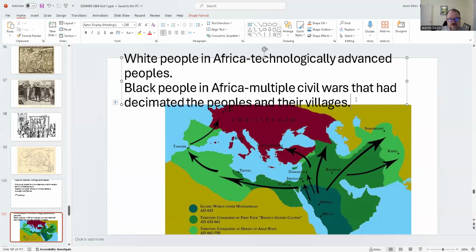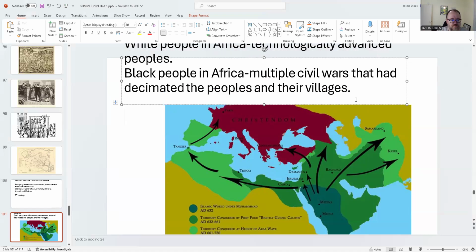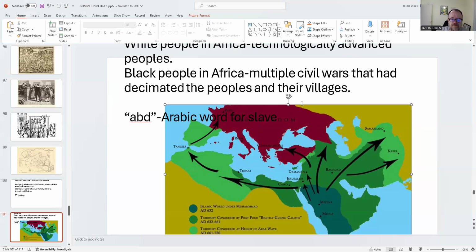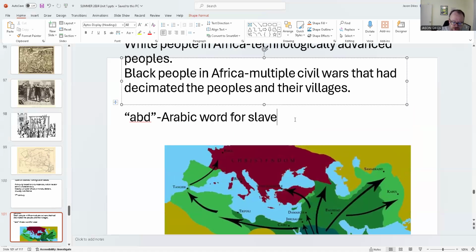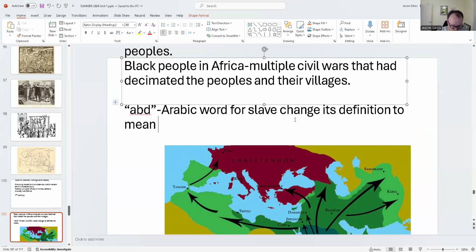So that is where we start to see a slavery based on an actual racial or ethnic characteristic. In fact, within a century, this word, which is an Arabic word, would change its definition to mean black male. And that happened in about a century.